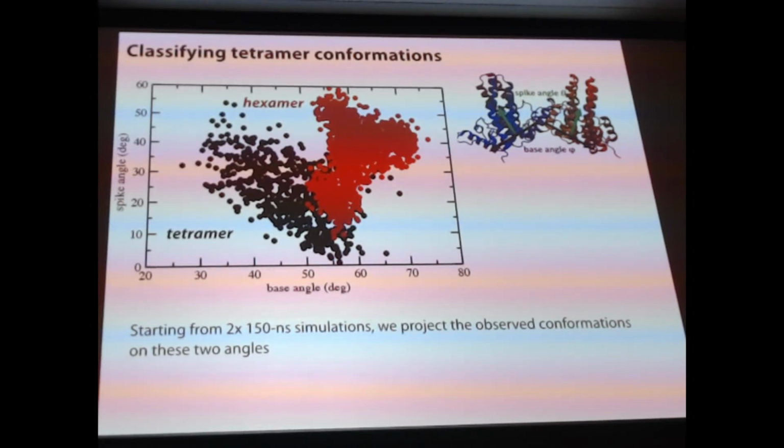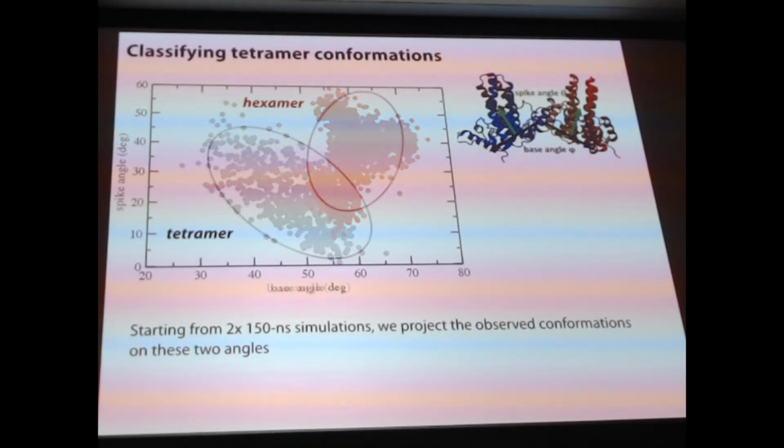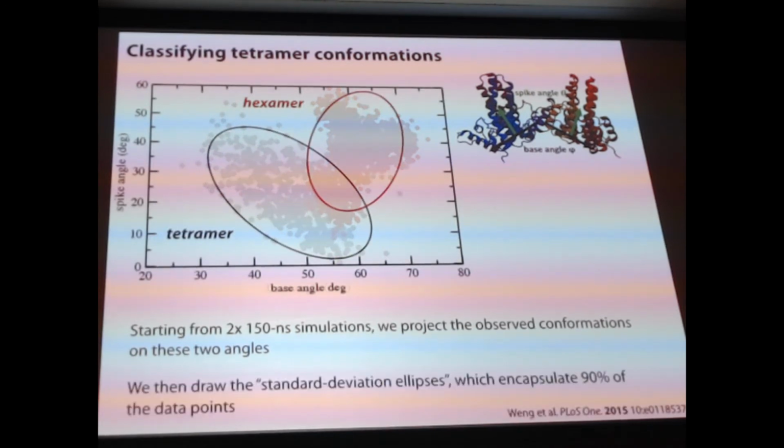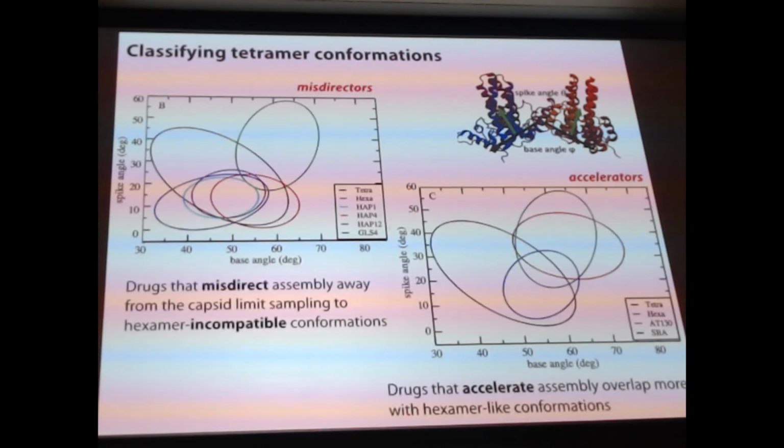Okay. Now, because we got kind of tired of looking at just lots of dots, and it got a bit confusing, particularly when you have dots on top of dots on top of dots, my postdoc Anna came up with a better way of displaying this. We use so-called standard deviation ellipses. This is drawn in such a way that it encapsulates 90% of the data points. So this is how I'm going to be showing it throughout the rest of this talk.